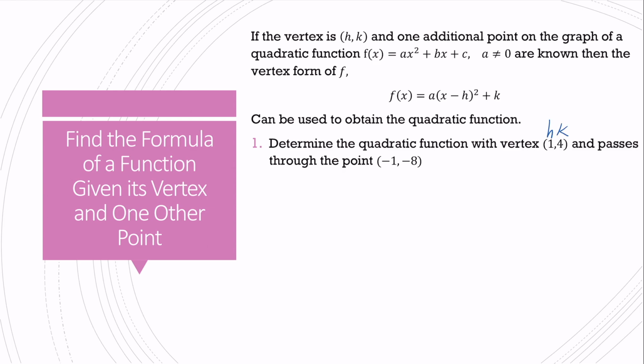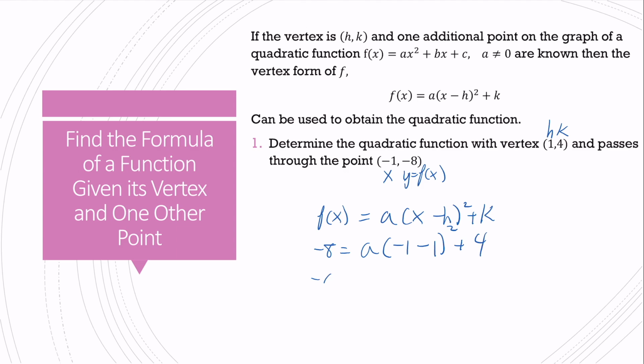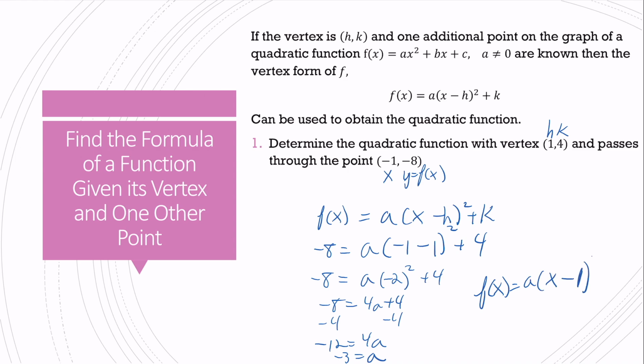Now I want to find it if I have my vertex 1, 4 that passes through x is negative 1, y is my f of x, which is negative 8. So I'm going to rewrite our vertex form to help me get all set up. I have negative 8 is a times negative 1 minus 1 squared plus 4. I'm substituting in for all my values. Negative 8 is a times negative 2 squared plus 4. Negative 8 is 4a plus 4. If I subtract 4 from both sides, I get negative 12 is 4a, so negative 3 is a. So I would have f of x is a times x minus our h, which is 1, squared, plus 4, which is our k. But this a I now have solved for, so that's going to give us negative 3.